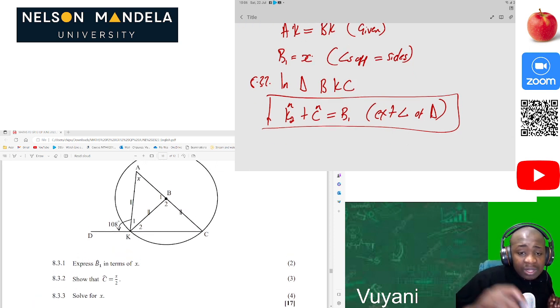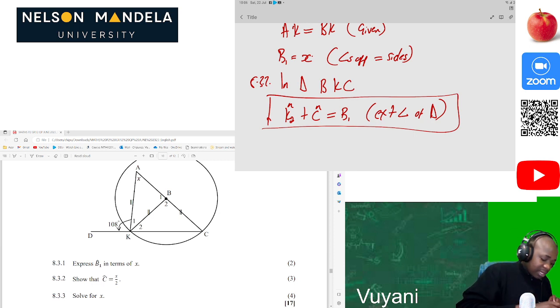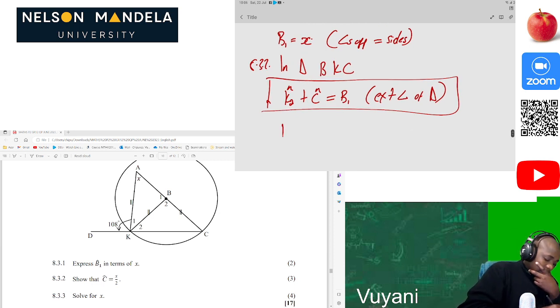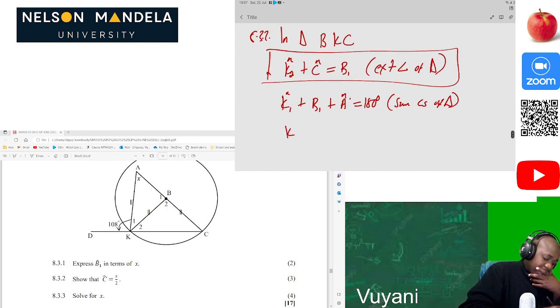So now that we know that this one is X and X, we can actually say that K1 plus B1 plus angle A is equal to 180 degrees, sum of angles of a triangle. Then K1 is equal to 180 degrees minus 2x. Why? This is x plus x. So now we have K1.